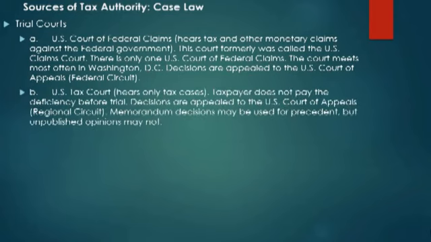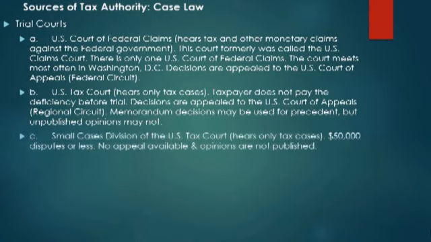Then you have the U.S. Tax Court. Now, this is a huge player. Taxpayer does not pay the deficiency before trial, so you have deficiency jurisdiction, which is a good thing for taxpayers. Decisions are appealed to the U.S. Court of Appeals, and memorandum decisions may be used for precedent, but unpublished opinions may not. So if you're looking at tax court opinions for guidance, you want to make sure that the court opinion's published. Unpublished opinions can be helpful, at least in knowing what the tax court's done in the past, but it's not going to be binding precedent.